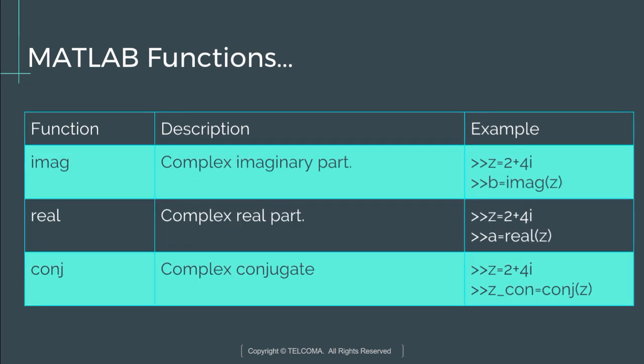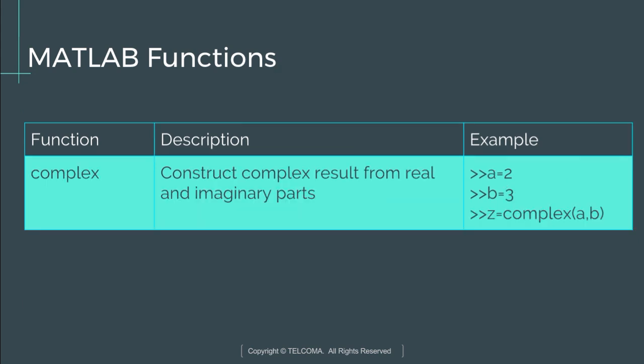Next is imag. This function is used to describe the complex imaginary part. Next is real. This is used to describe complex real part. Next is conj. This function is used to write complex conjugate. And the last is complex. This function is used to construct complex result from real and imaginary parts.